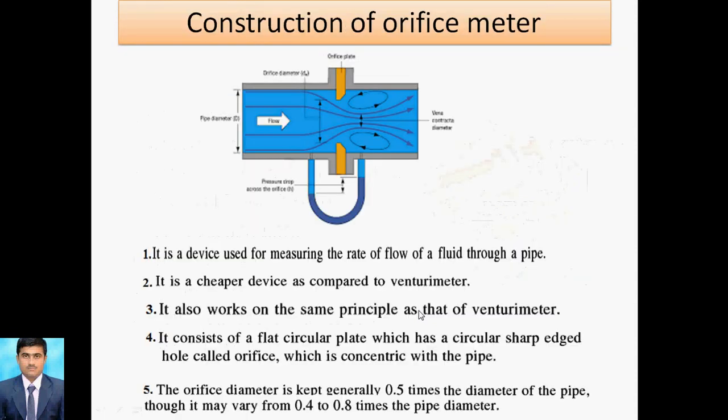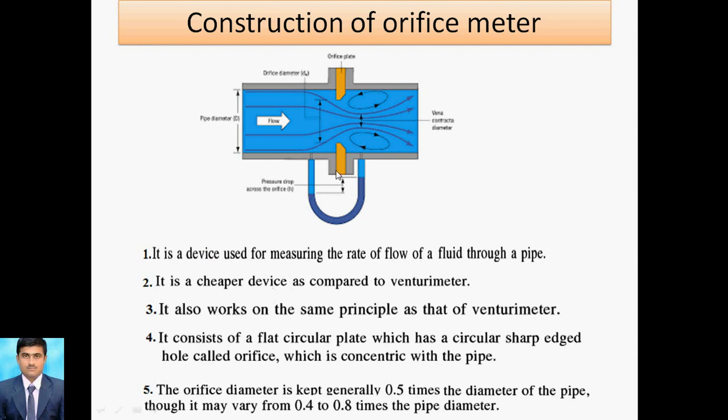Now we will discuss the construction of the orifice meter. This is the orifice plate, that means a small opening we have provided over here. This is actually the pipe, and here we have provided the orifice plate. Here the streamlines will be in a compacted manner, and this creates a formation, that is, eddy formation. As you know, this is used for measuring the rate of flow.